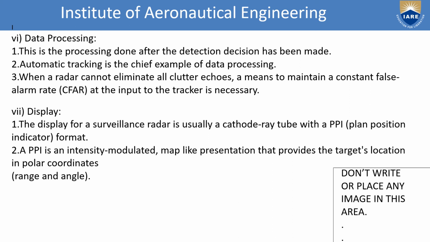Display. The display for a surveillance radar is usually a cathode ray tube with a PPI, that is plan position indicator format. A PPI is an intensity modulated map-like presentation that provides the target's location in polar coordinates, range and angle.